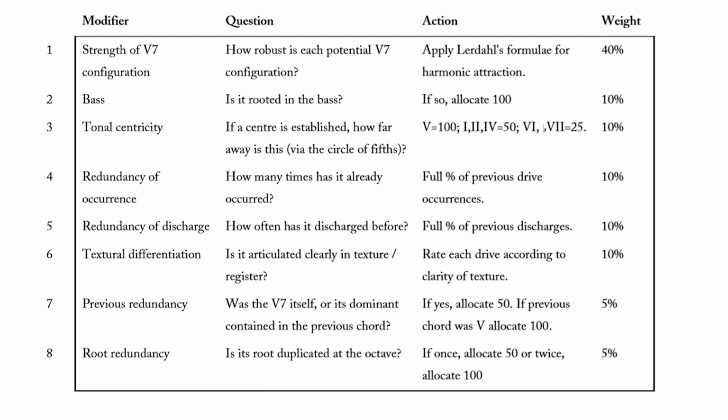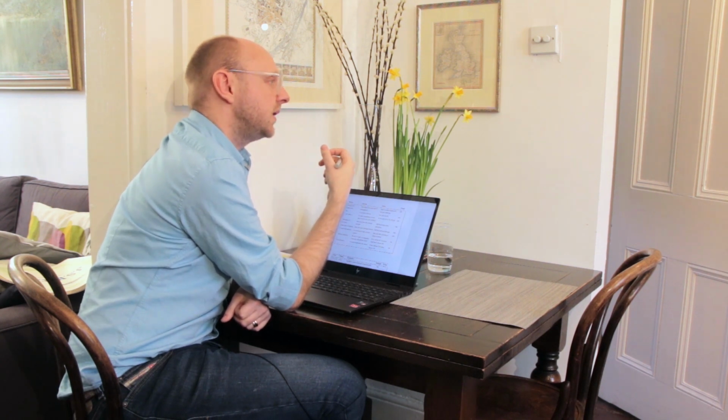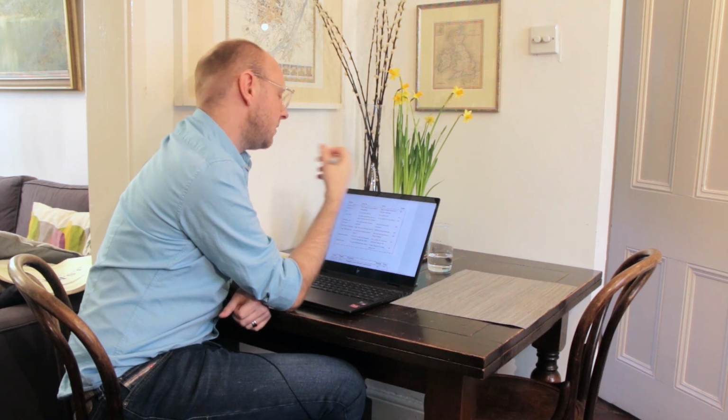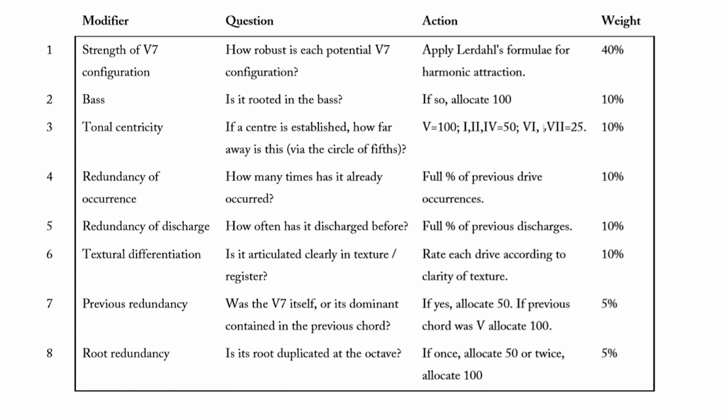The first one, which is an important one, is how robust is each 5/7 configuration? I'm applying a formula from Fred Lerdahl for this, based on his 2001 book Tonal Pitch Space, where he calculates tonal tension in all sorts of different types of chords. By robustness, I mean things like, is it a full dominant 7th chord, or is there a pitch missing? Is one of the pitches raised or lowered? Is it altered in some way? Each of those can affect the strength. Now, the strength is quite important, so I've given that a weight of 40%.